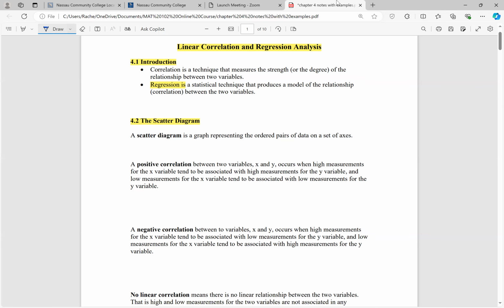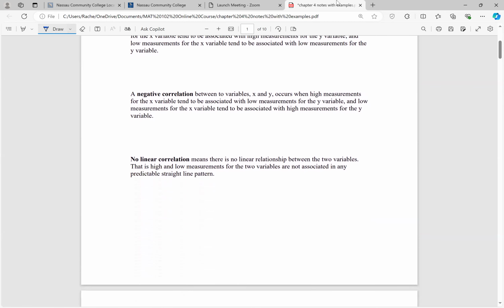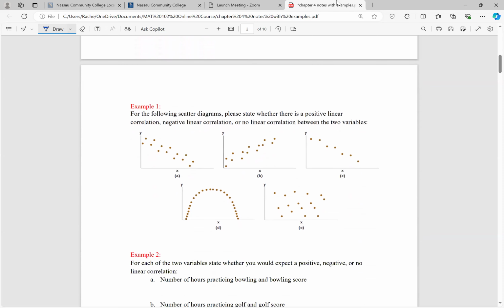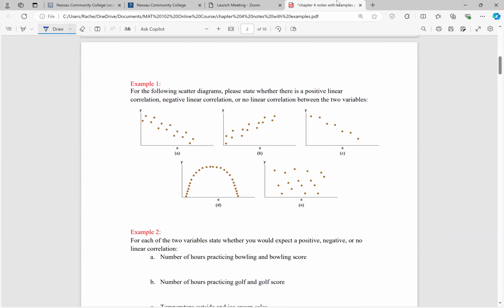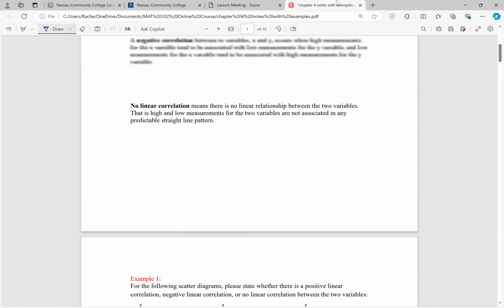And just to look ahead, in the first example that we're going to do, I have you looking at 5 different scatter diagrams. So this is what a typical scatter diagram looks like. We have the X and the Y axes, and we have our ordered pairs. So we'll get to example 1 in a minute.